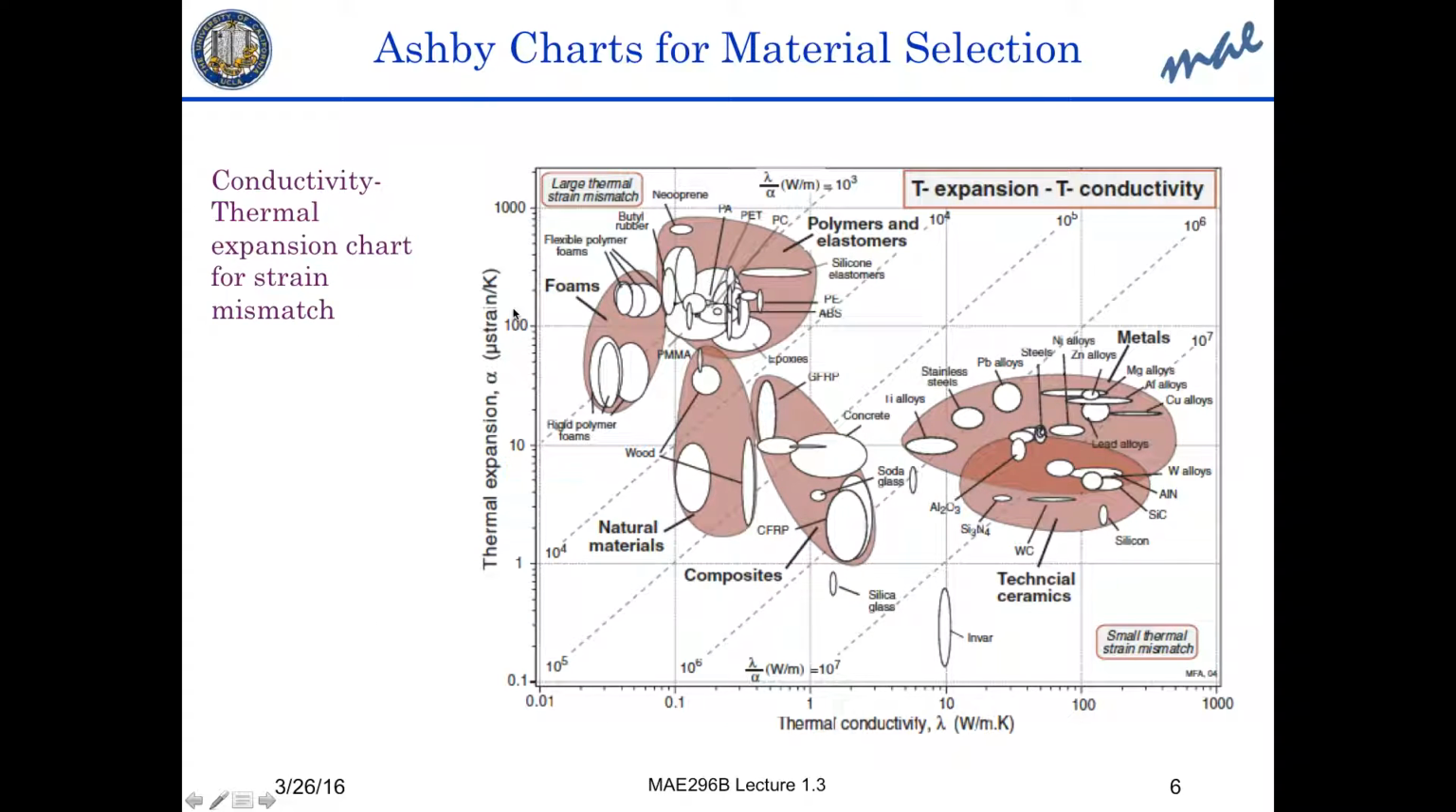The next chart here is the relationship between the thermal expansion and the thermal conductivity. And as we know, the thermal expansion coefficient is the amount of microstrains per unit degrees Kelvin. So if I put 1 degree Kelvin as a temperature difference on a material, and then I measure the delta L over L, that will give me the strain, and convert this to microstrain. 1 microstrain is 10 to the minus 6.